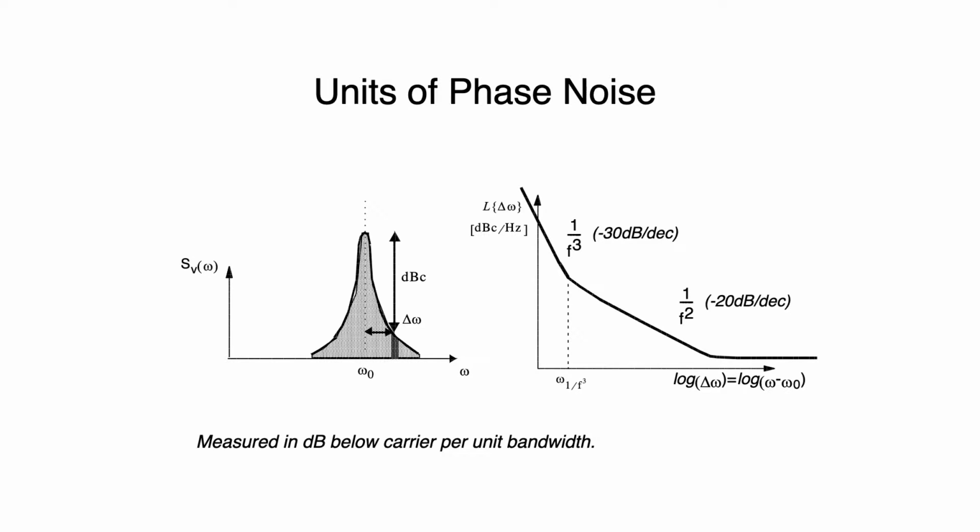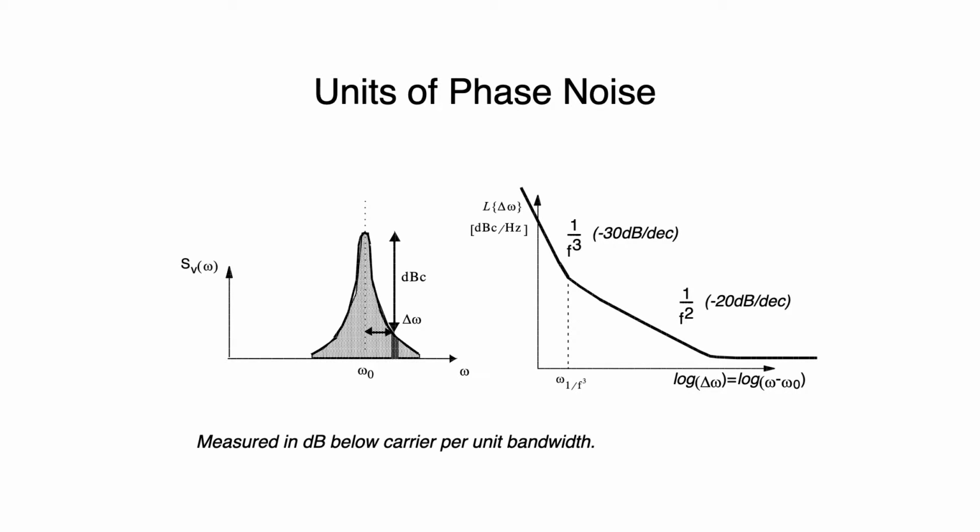So if you take this offset frequency delta omega and plot this quantity versus the logarithm of that, typically for most oscillators, you will see 3 different regions. You see a region where you have a slope of negative 30 dB per decade. We call it the 1 over f cubed region. We see a region that has a 1 over f squared drop. And then you will see a region where it eventually becomes flat. The question is why do you see this, and how do you quantify this?